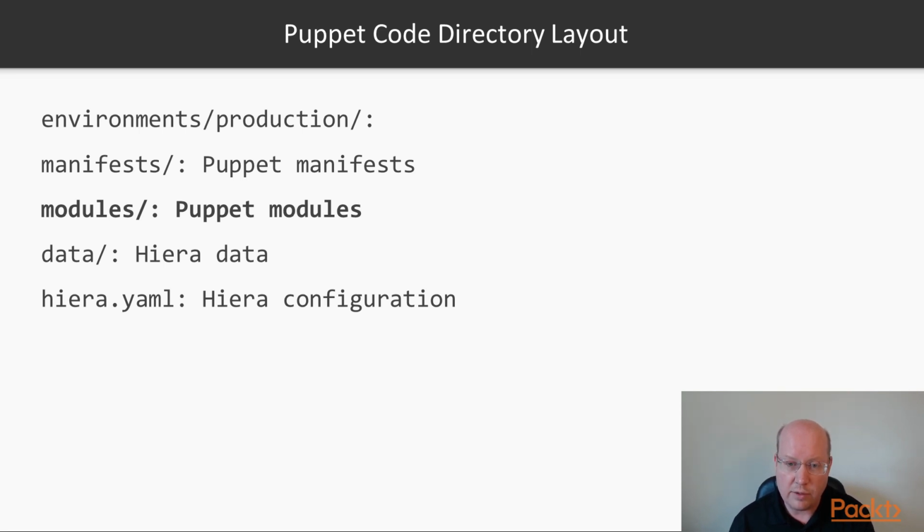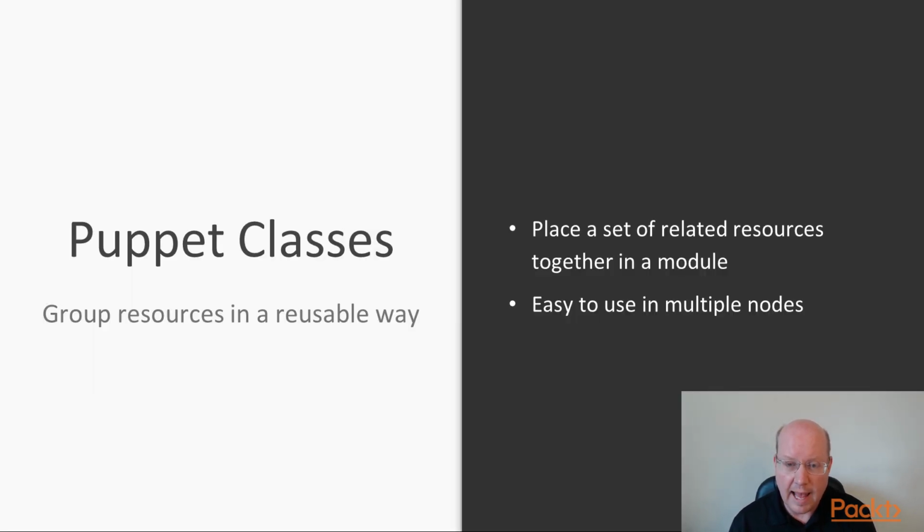So each directory under modules will be a separate module. You can imagine in our example, since we're installing the Elk stack, that we would have a module for Elasticsearch, a module for Logstash, a module for Kibana, each of which would have a class inside that applies those resources. Now a Puppet class is just a way to group resources in a reusable way. So we take a set of resources that are all related to each other, say, Elasticsearch related resources, we put them together into a single container, and then we can reuse that in different ways across multiple nodes in our system. Let's take a look at an example of what that looks like.